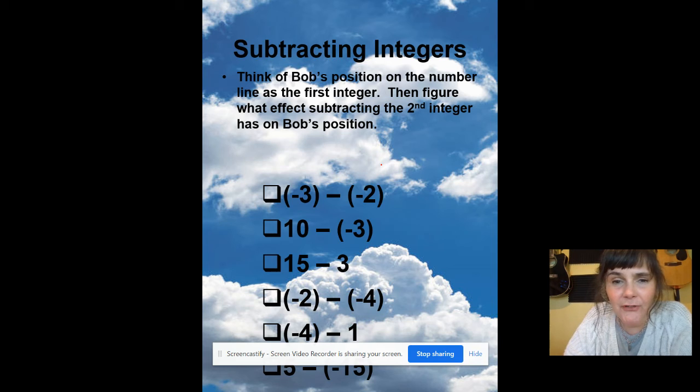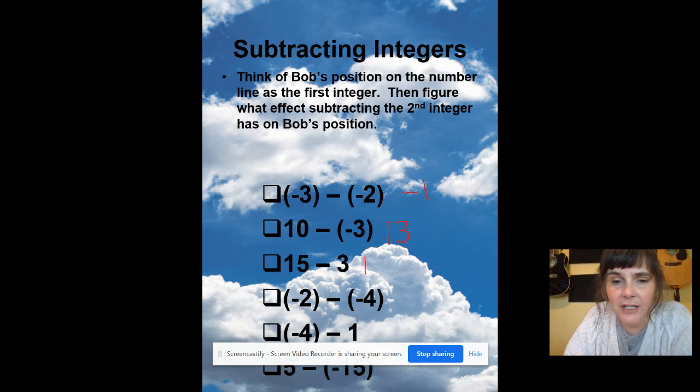Okay. So hopefully you took a little time with that and you remembered when we subtract a negative, we're going up this many spaces. So -3 minus -2 is going to put us on -1. We're still negative, but we have gone up. 10 minus -3. Now this is kind of a weird one. If we minus a negative, we go up. So we're starting with positive 10. We need to go up 3 more. 10 plus 3, or up 3, is 13, and that's a positive 13.